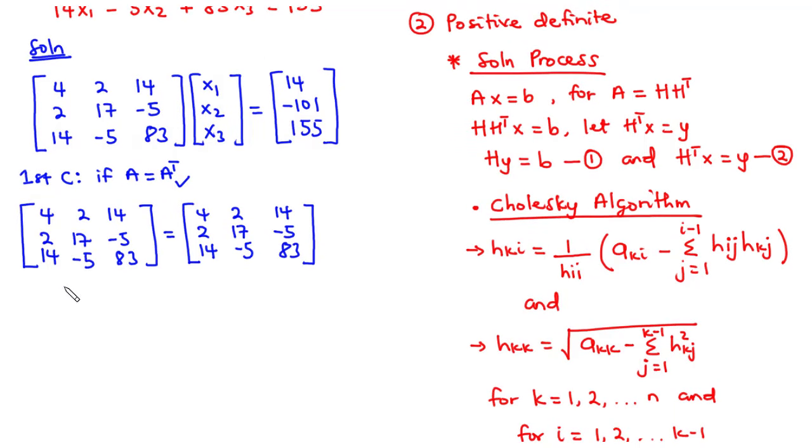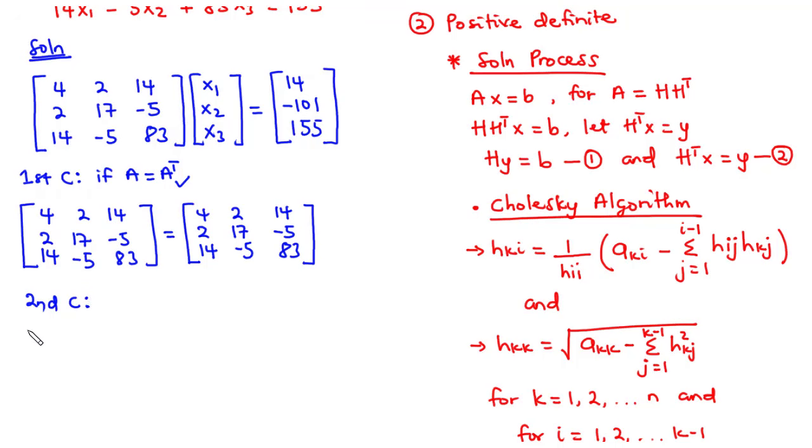Now let's move on to the second condition, that is the matrix A should be positive definite. Now A will be positive definite if the determinants of the sub-matrices starting from the top left are all greater than 0. So we are going to break this down into sub-matrices, and then we are going to see if these sub-matrices have determinants greater than 0.